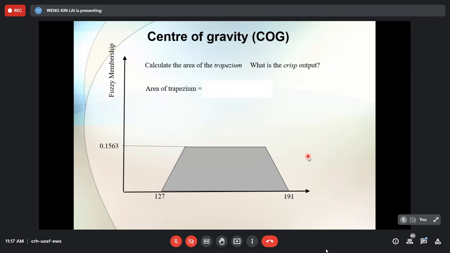Remember, in the process of defuzzification, our objective is to find one single value. This is our crisp output, one value. Let's look at the area of the trapezium, which is half the height multiplied by V1 and V2. So the crisp output will be the area times the centroid divided by the area. We put in the values, you get this, and the value will be 159, somewhere over here.